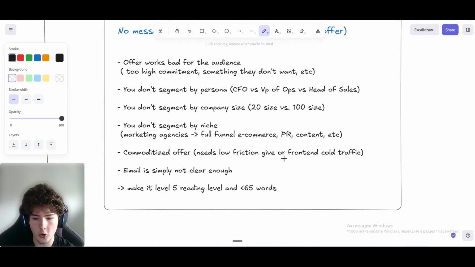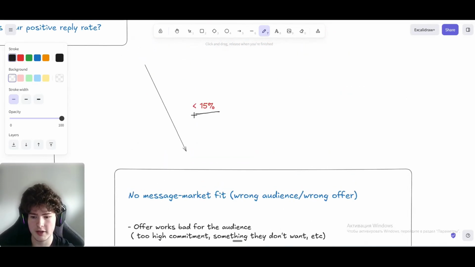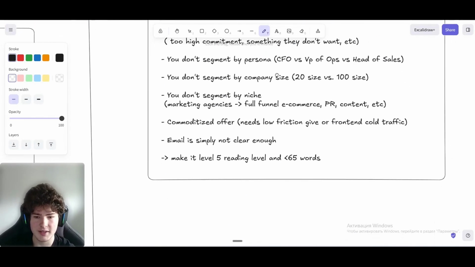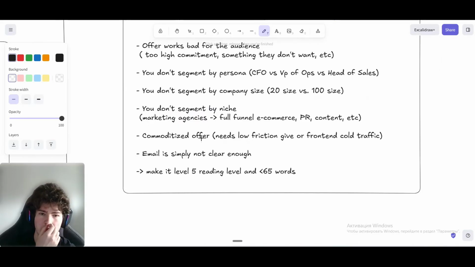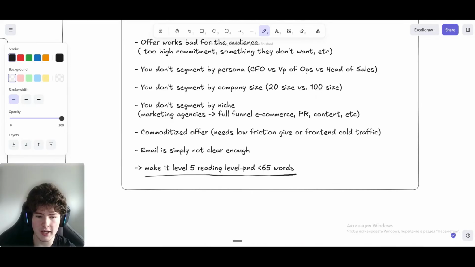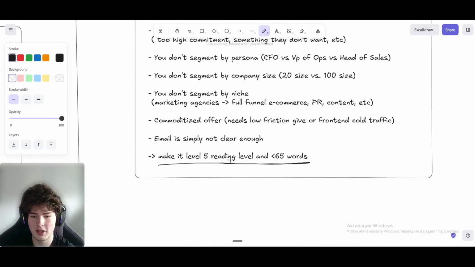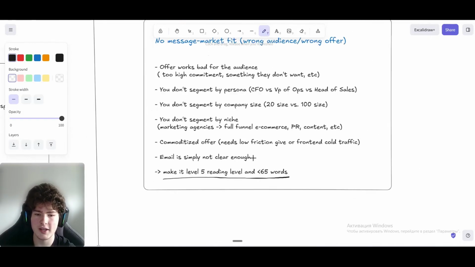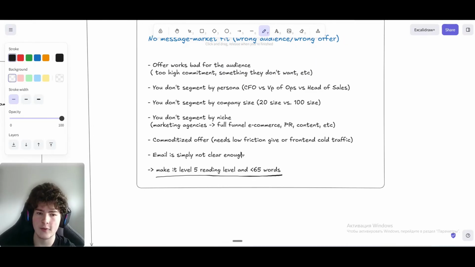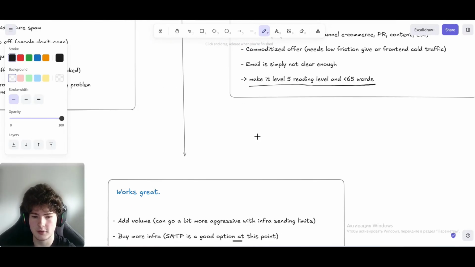well, right? Or if you come back here, if your positive reply rates are less than 15%, then it may also mean that the email is simply not clear enough. So my advice is just make it level 5 reading level and less than 65 words. Make it like 3 or 4 sentences, as clear as possible. Use short sentences, run it through a reading level grader, and make sure it's level 5. Don't use any technical terms. Well, maybe if you are messaging DevOps, for example, then you can, but still, probably it's better not to.